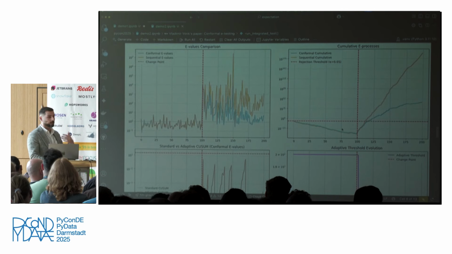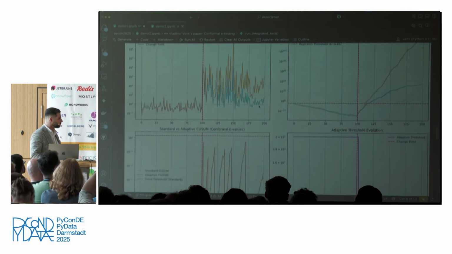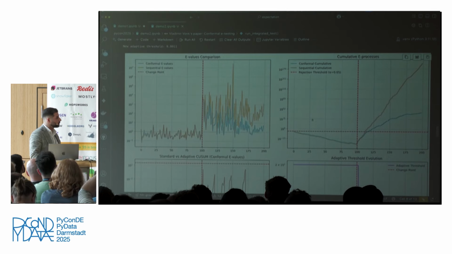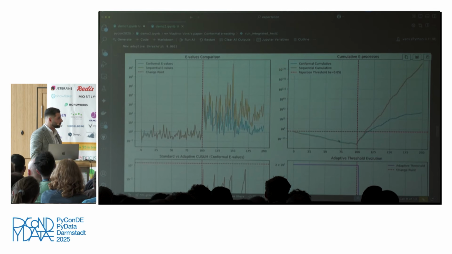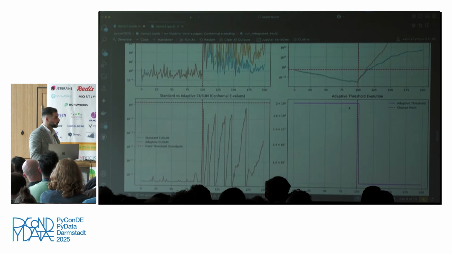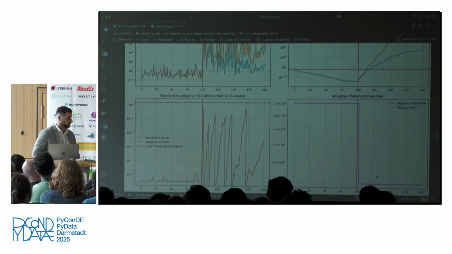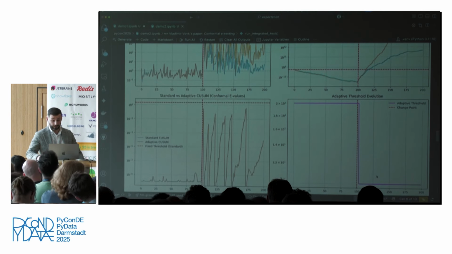If we now bring the conformal e-value method into it, which is the blue one, the orange one is the classical e-value you've been introduced to. If we compare it to the sequential e-value, it is a bit more conservative, as you can see. It is not increasing as fast as the classical e-value. And then there is an adaptive threshold evolution that as soon as the change point has been detected, we decrease, boom, to not be so sensitive to false alarms.